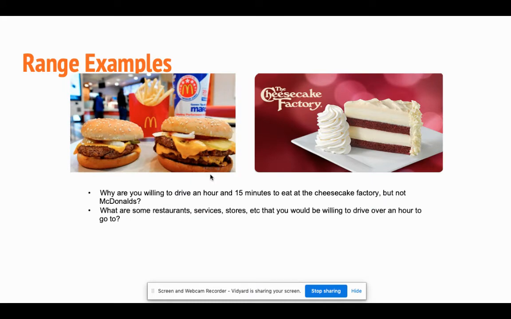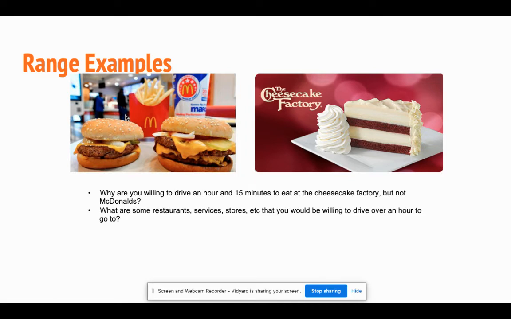All right, so some range examples that I have for you. I don't know about you, but I'm willing to drive an hour and 15 minutes to eat at the Cheesecake Factory. I love it. It's delicious. I'll wait in line for an hour to eat at the Cheesecake Factory. I'm not doing that for McDonald's. First of all, I'm not going to McDonald's, period, because some of y'all are all about some McDonald's. But why are people willing to drive an hour and 15 minutes to eat at Cheesecake Factory, yet not McDonald's? Range helps to explain that.